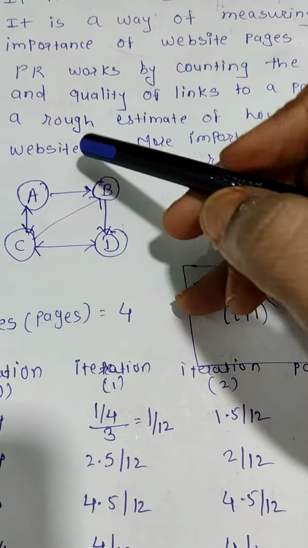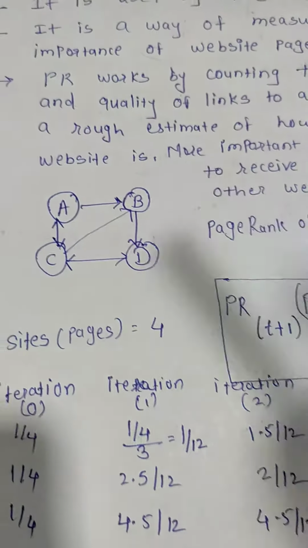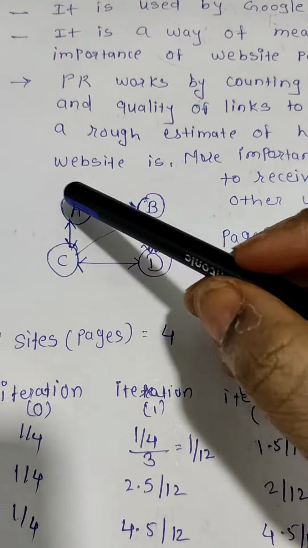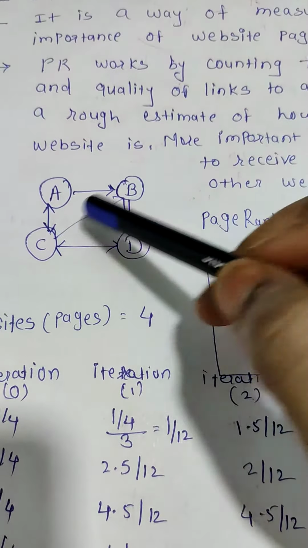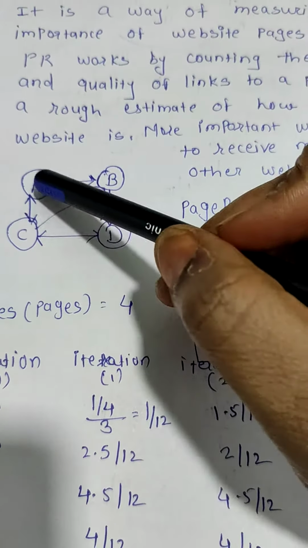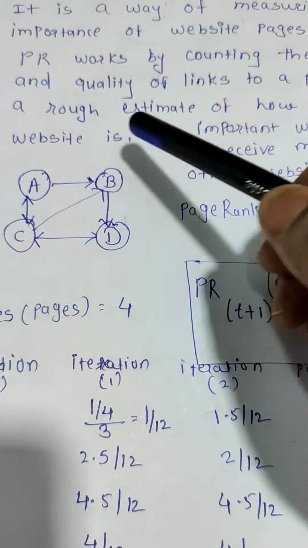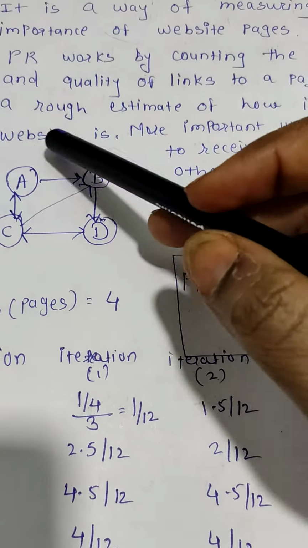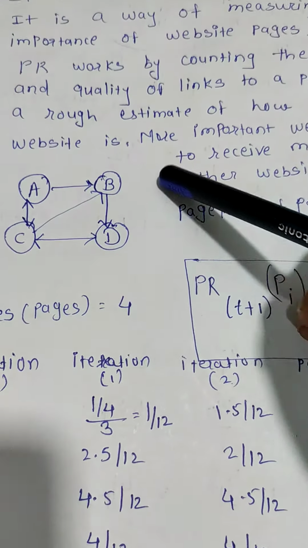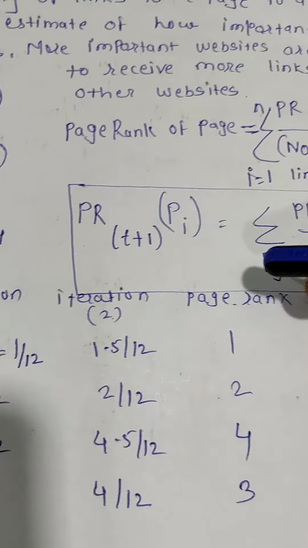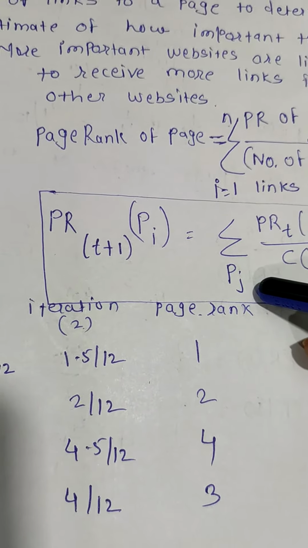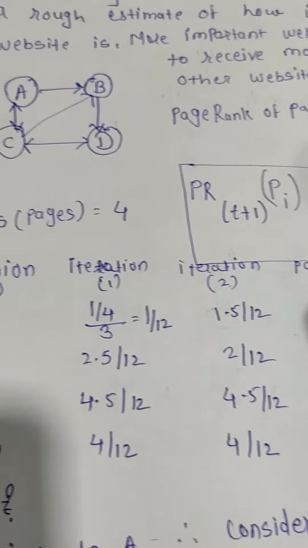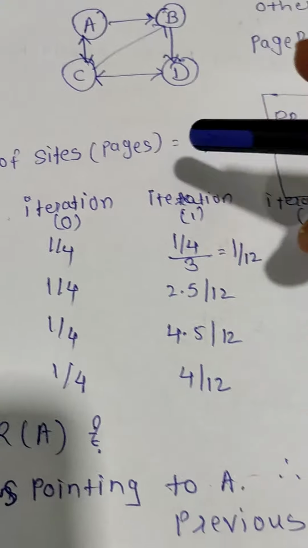So this PageRank algorithm we will explain with this example. We have 4 sites A, B, C, D, and C is pointing to B, A is pointing to B, B is pointing to D. So this is an example of the PageRank algorithm. This is the formula to calculate the PageRank of any page or any site. We'll explain this later. First we'll see this example.